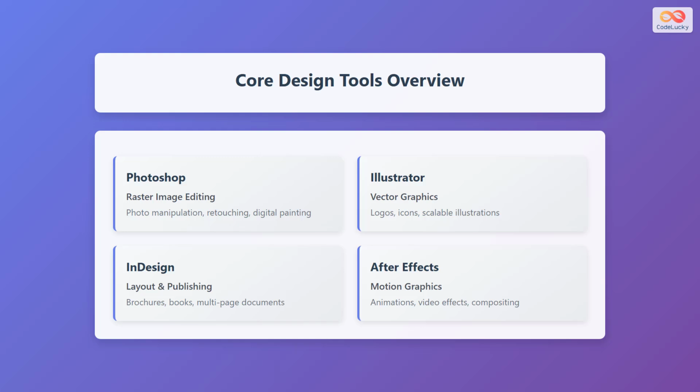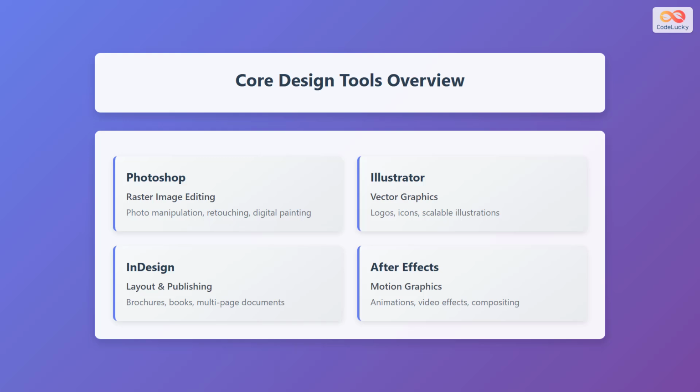Photoshop serves as the industry standard for raster image editing, handling tasks like photo retouching, color correction, and digital painting. Its pixel-based approach makes it ideal for working with photographs and creating detailed digital artwork. Illustrator operates on vector graphics principles, using mathematical equations to create clean, scalable designs that remain crisp at any size. This makes it perfect for brand identity work, iconography, and illustrations that need to work across different media sizes.